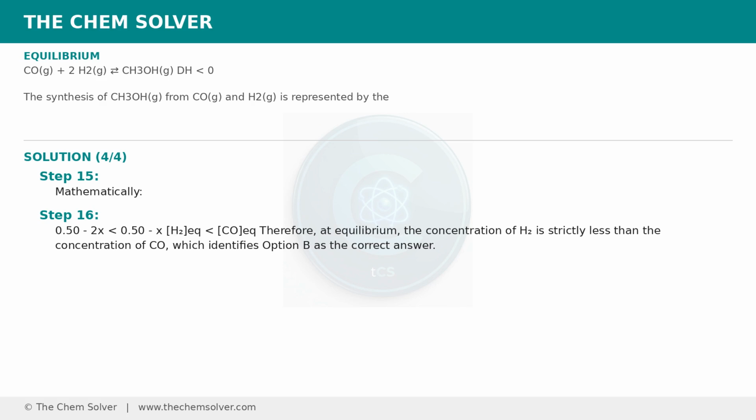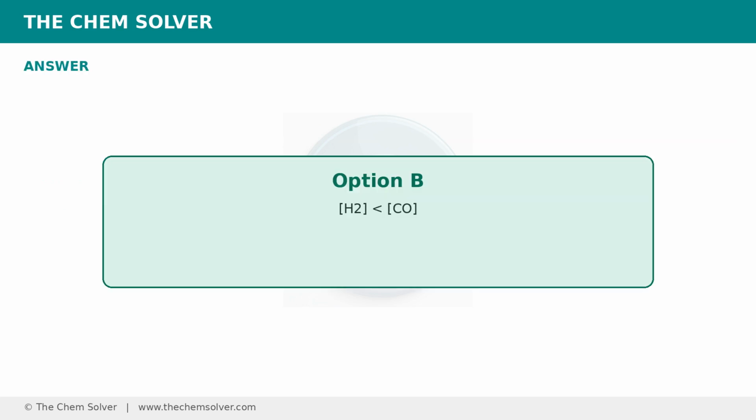Therefore, at equilibrium, the concentration of H2 is strictly less than the concentration of CO, which identifies option B as the correct answer. The correct answer is option B, H2 less than CO.